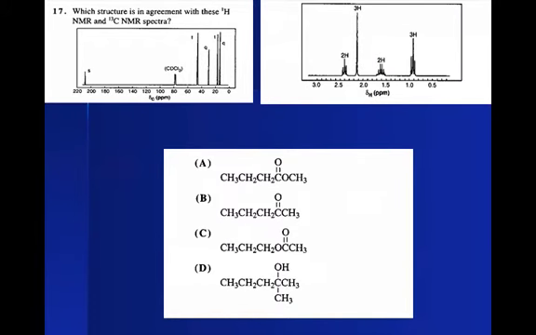Now, in lab this week, right, you're figuring out how to use both carbon NMR, proton NMR, and IR, all your spectroscopic techniques, right? So here we've got a carbon spectrum and we've got a proton spectrum. Which structure do you think is in agreement with those spectra?